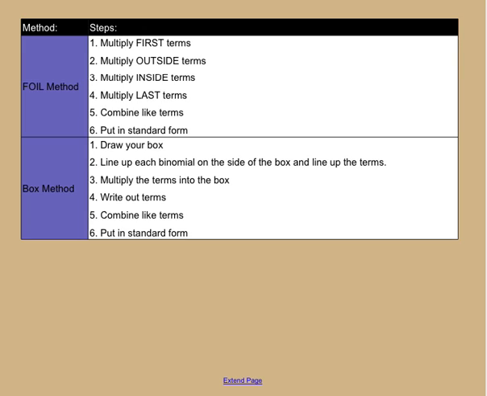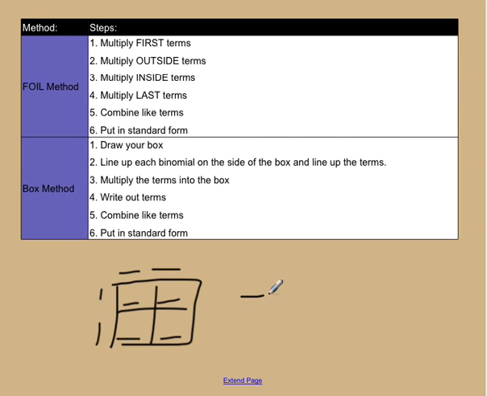Next is the box method. So the box method, you're going to start by drawing your box. And I don't know if you guys have done this in science yet, but you might have done something with genetics called a Punnett square. And that's what the box is going to kind of look like. And you're going to line your terms up across the top and across the side. Then you're going to multiply each of the monomials into the box. Write out your four terms, combine them, and put it in standard form. So we'll take a practice with both of these as we go through.